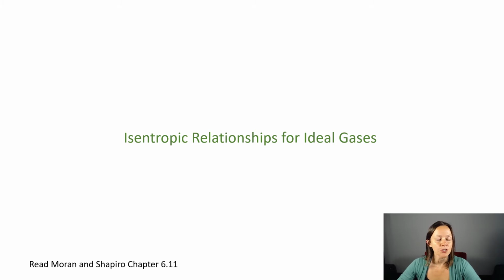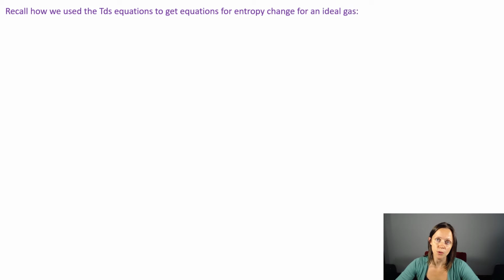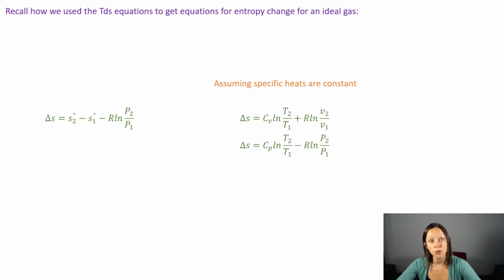In this segment, we're going to talk about isentropic relationships for ideal gases, and we're going to start with those equations for entropy change that we derived from the T dS equations. So these are equations for entropy change for an ideal gas. This one's just if you don't make any assumptions about specific heats being constant, and then of course we've got two equations where we do make that assumption.